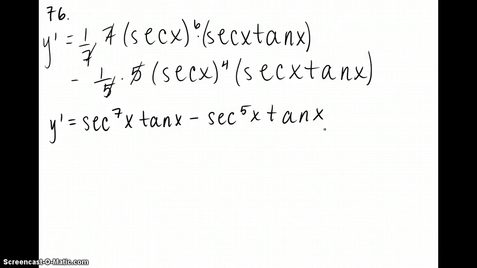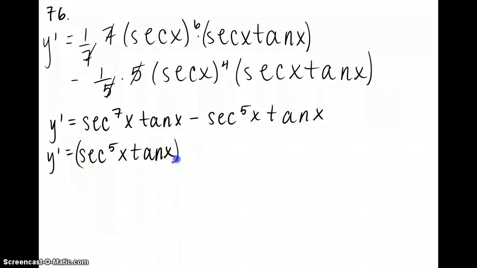Okay, I'm okay with you stopping here, but if we look to factor, we can factor out of both terms secant to the 5th x tan x. Okay, factoring is dividing out. So if I divide this entire factor from the first term, I'd be left with secant squared x. And then secant to the 5th x tan x divided by itself would leave me with 1. More of a simplified answer.